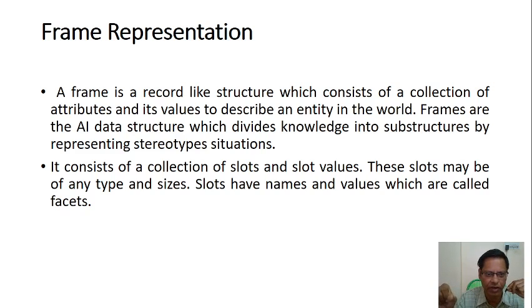A frame consists of a collection of slots and slot values. These slots may be of any type and size, and slots have names and values, which are called facets. Slots are divided according to related meaning, and slots are also called facets.